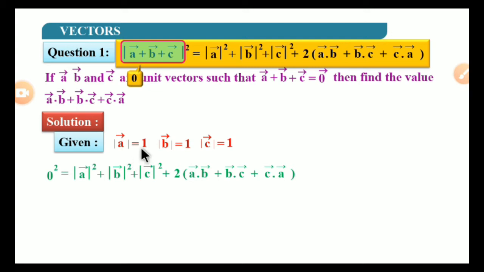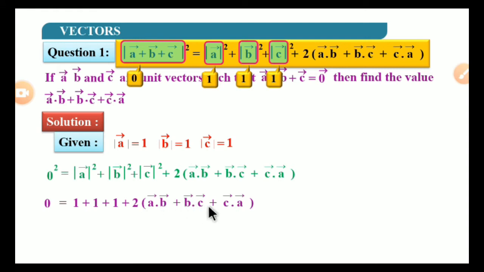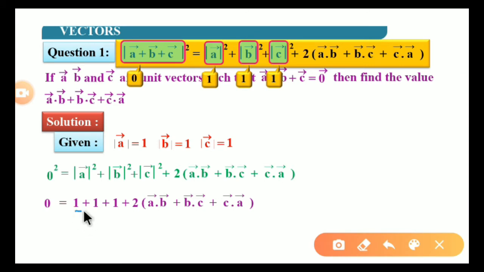And now here we are putting these values in this identity. So 0 square is equal to 0, it is equal to 1 plus 1 plus 1 plus 2 into the bracket of a dot b plus b dot c plus c dot a. Now here we are adding these three terms. Here we cannot add 2 here because it is multiplied with this whole term. So that here we cannot add these three terms. Here we can add only 1 plus 1 plus 1, and it becomes 3 here.